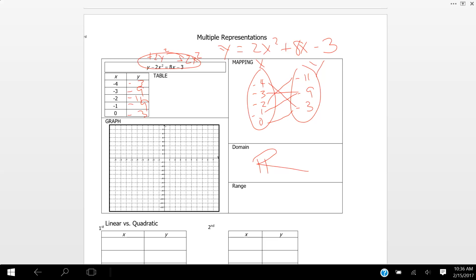Negative 4, negative 3. I can't see very well. Negative 3, negative 9. Negative 2, negative 11. Negative 1, negative 9. Okay, pretty sure that's going to be my vertex. So there's my graph. So my range is going to be y greater than or equal to negative 11, because that's the lowest point. Everything else for y is going to be greater than that.